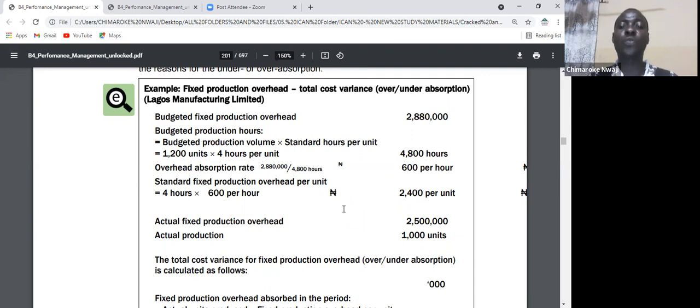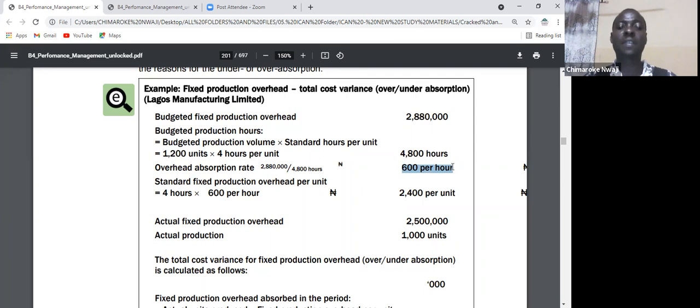Now, what is going to be our overhead absorption rate? It will simply be what we have budgeted to spend divided by the total labor hours. The total labor hours we are given is 4,800. Remember from our last class, 4,800 hours was used for labor. When you divide it, you have 600 naira per hour. This 4,800 can also be calculated as 1,200 units multiplied by 4 hours per unit. So our overhead absorption rate is 600 naira per hour.